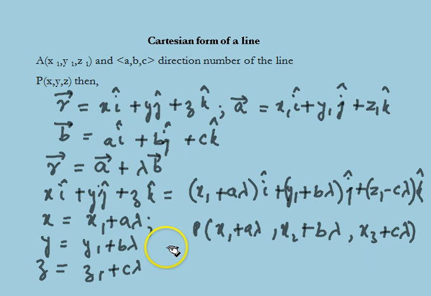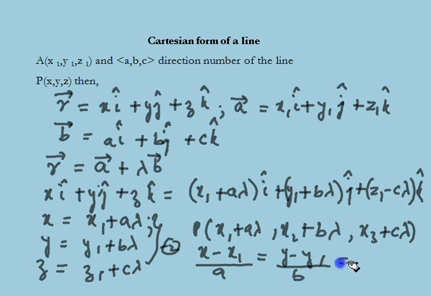On eliminating the term lambda from these equations, we have the equation as x minus x1 divided by a is equal to y minus y1 divided by b, which is equal to z minus z1 divided by c. This is the required Cartesian form of a line and is also known as the symmetrical form of a line.